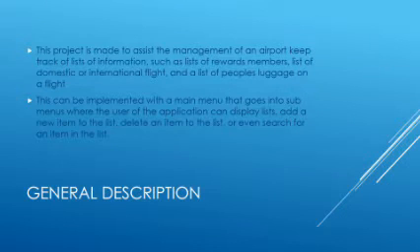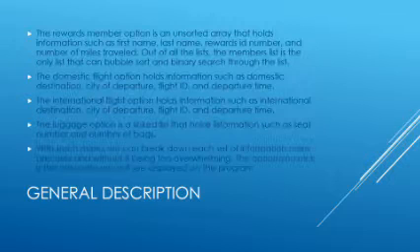So for a general description of this code, this project is made to assist the management of an airport to keep track of lists of information, such as lists of reward members, lists of domestic and international flights, and list of people's luggage on a flight. This can be implemented with a main menu that goes into submenus where the user of the application can display lists, add a new item to the list, delete an item, or even search the list for an item.